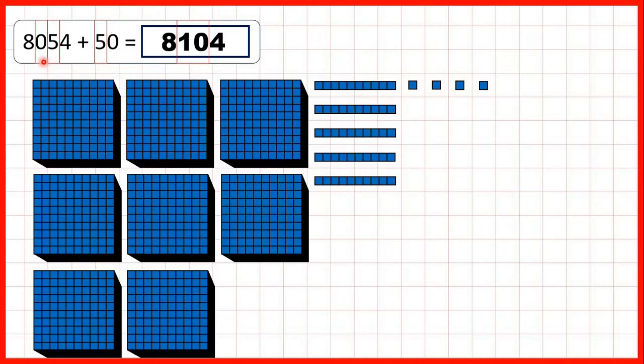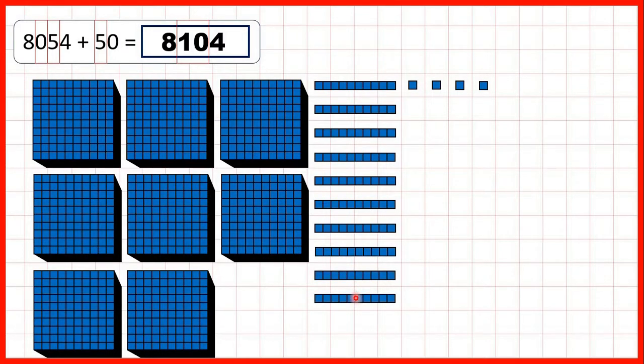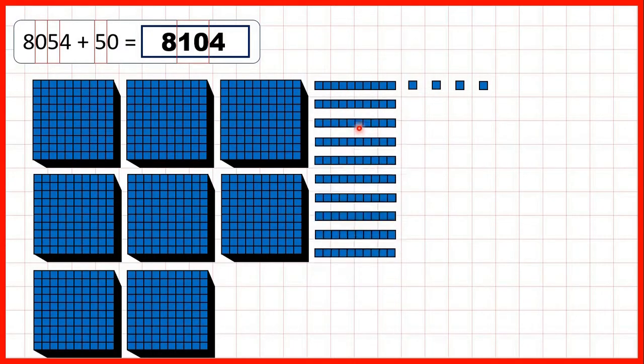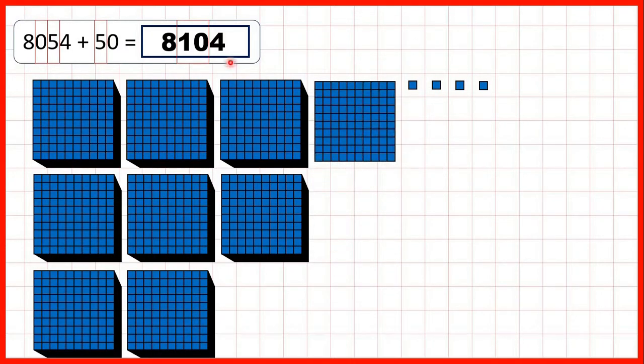So for our first question, we started with 8,054, so that's 8 thousands, no hundreds, 5 tens and 4 ones. We were adding 50, so that's 5 tens. We can add 1, 2, 3, 4, 5 tens, but doing that means that we now have 10 tens, and we can exchange those 10 tens for 1 extra 100. So now we have 100 and 0 tens in our answer.